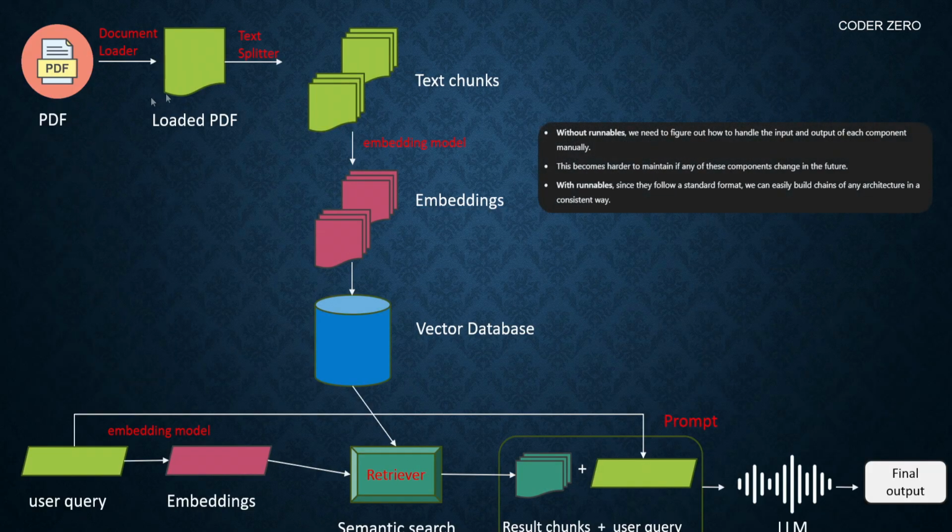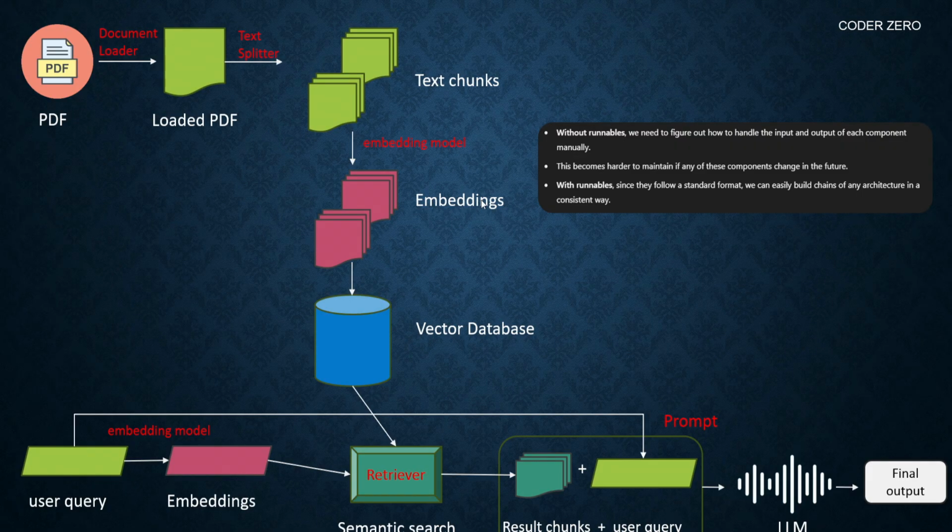Now if you can see here, this is one component, this is one component, this is the third one. Then after creating the embedding, we have this retriever component, then we have this prompt component, LLM component, and output parser component. So it is very easy to build this kind of complex system because of runnables. The output of one component becomes the input of another component automatically.